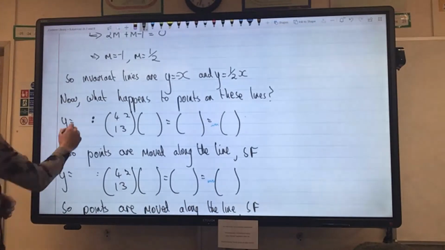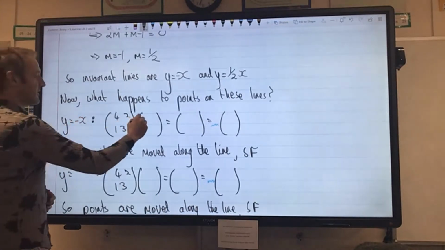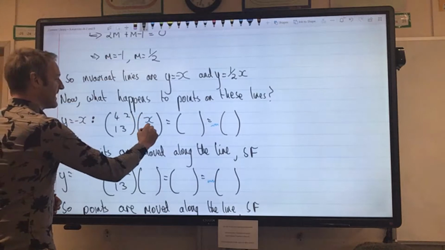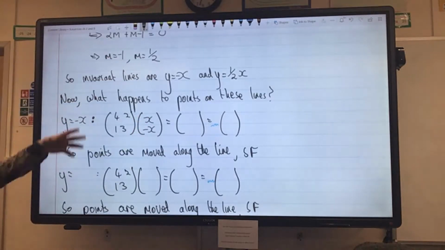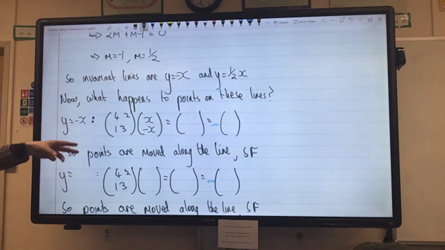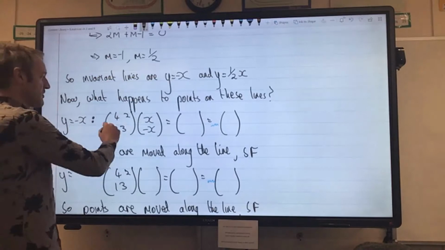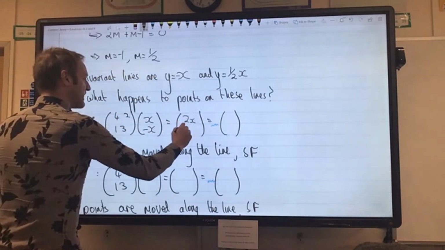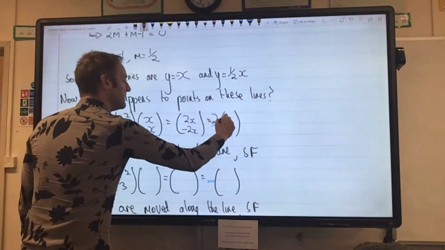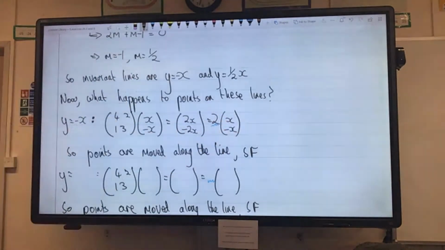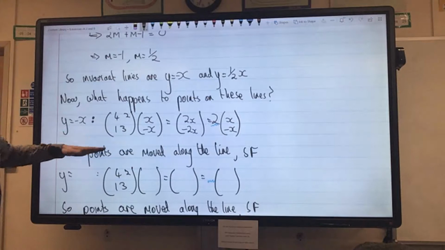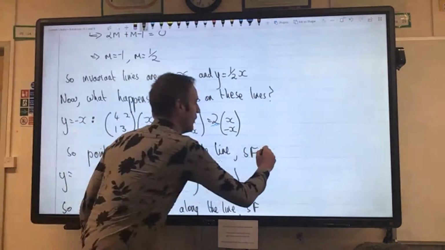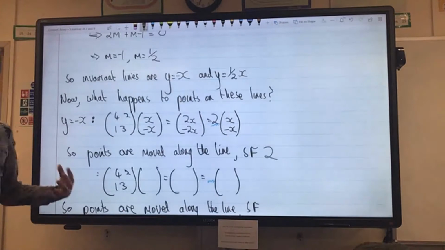So we'll start off with y equals minus x, which we can investigate by doing it like that. So we'll see what happens to points that have got coordinates x, minus x, in other words on the line y equals minus x. And if you work that through, you get 2x, minus 2x. So a point on the line y equals minus x has had its x and y coordinates doubled. In other words, it's been stretched, and this is an important thing, it's been stretched. I said moved, I should have said stretched. Points on that line have been stretched along the line by a scale factor of 2. So they've stayed on the line, but stretched by a scale factor of 2.